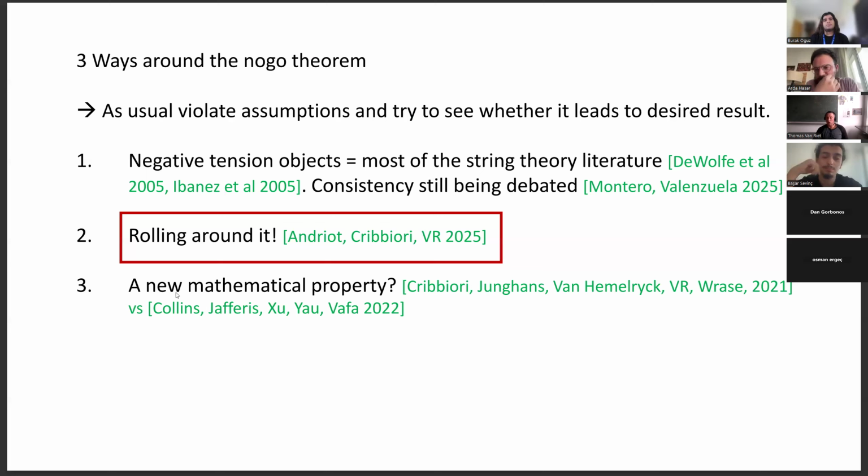Another way out, the third bullet, is what I just told you. It's what I call a new mathematical property. Do there exist what we call Einstein manifolds, where at fixed curvature radius, I can take the Kaluza-Klein scale as small as I want? Of course, I just said a word that mathematicians don't know. They don't know what Kaluza-Klein scale is. So I have to replace it with a mathematical word.